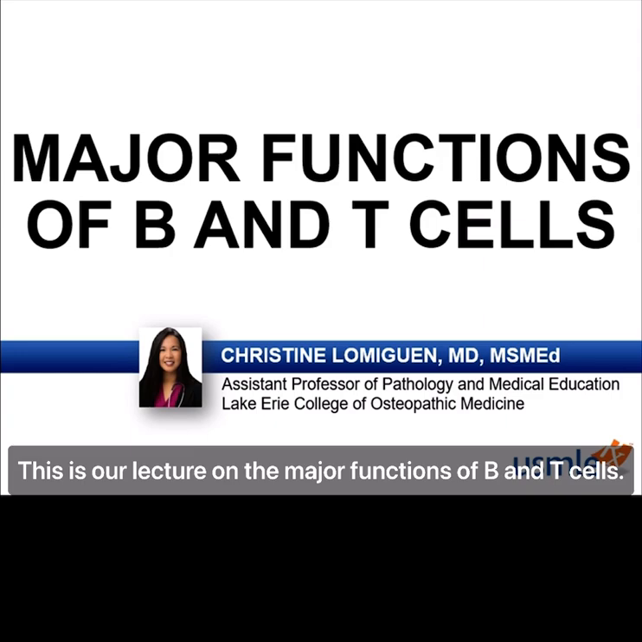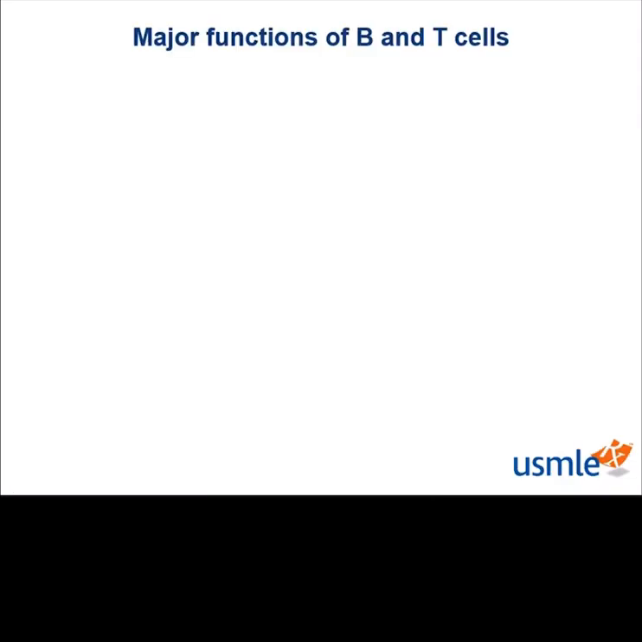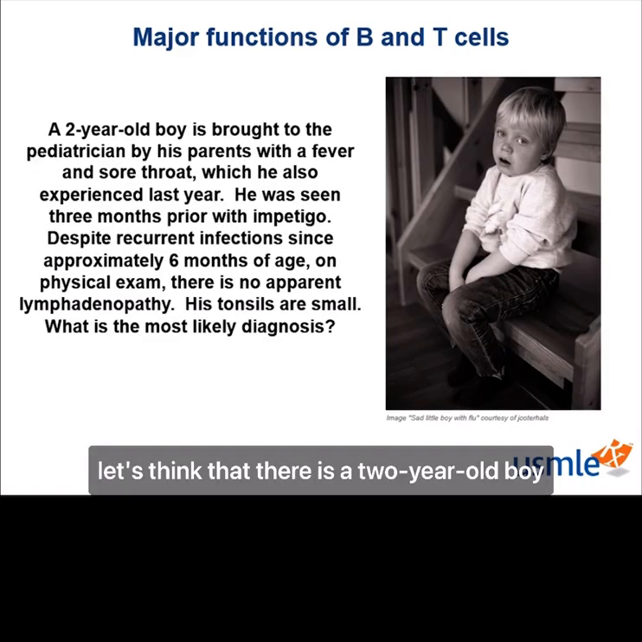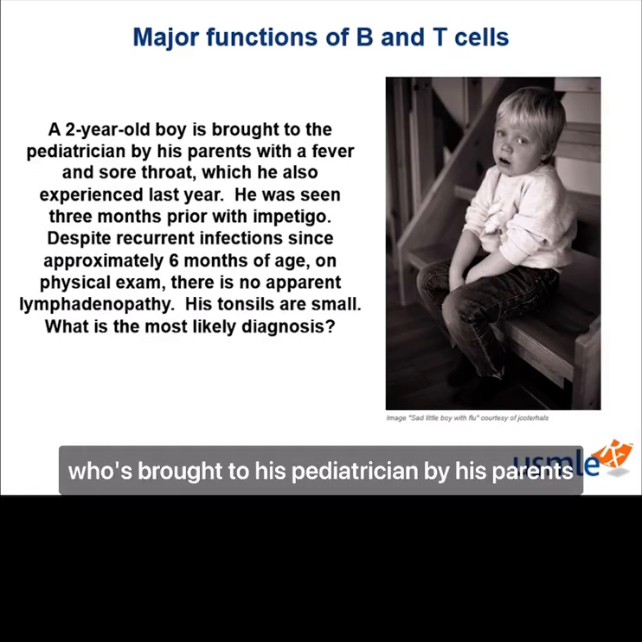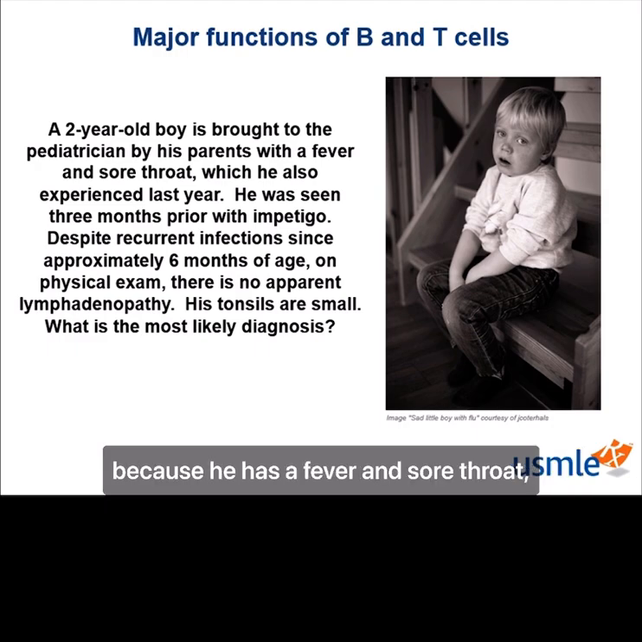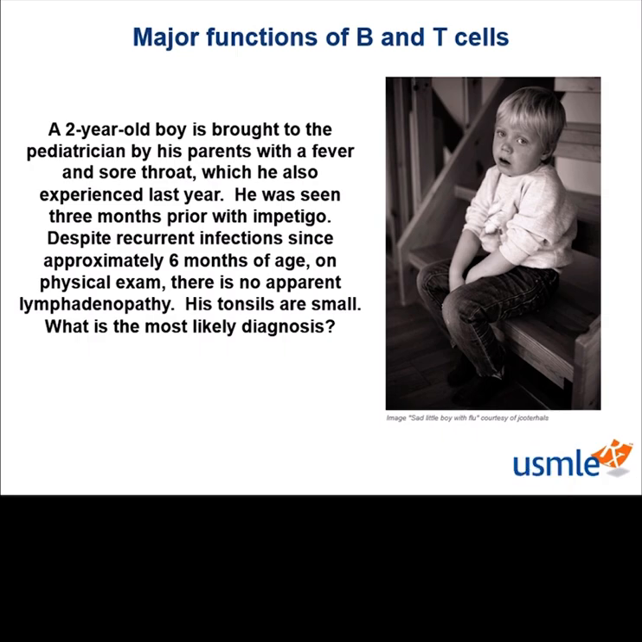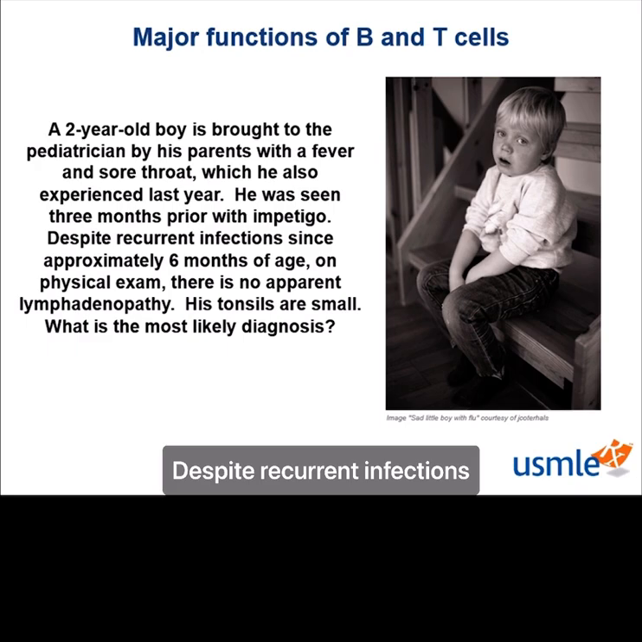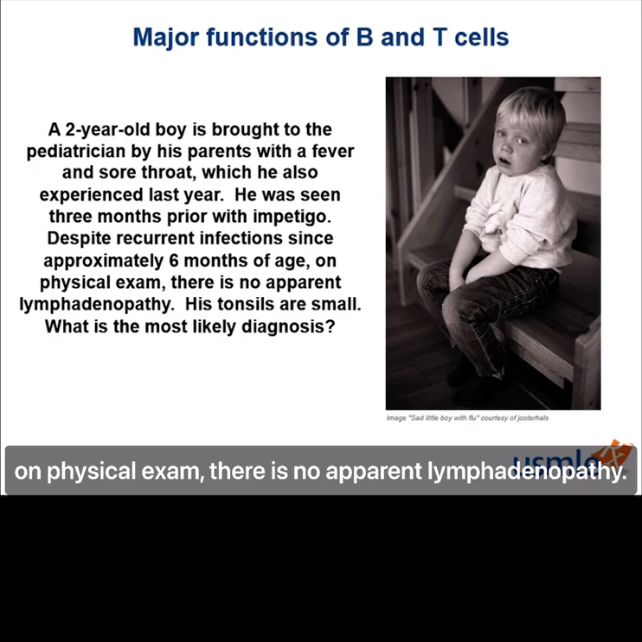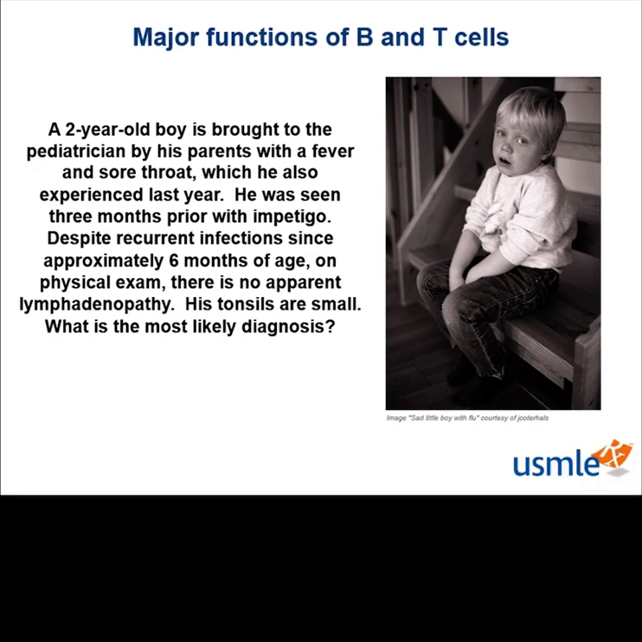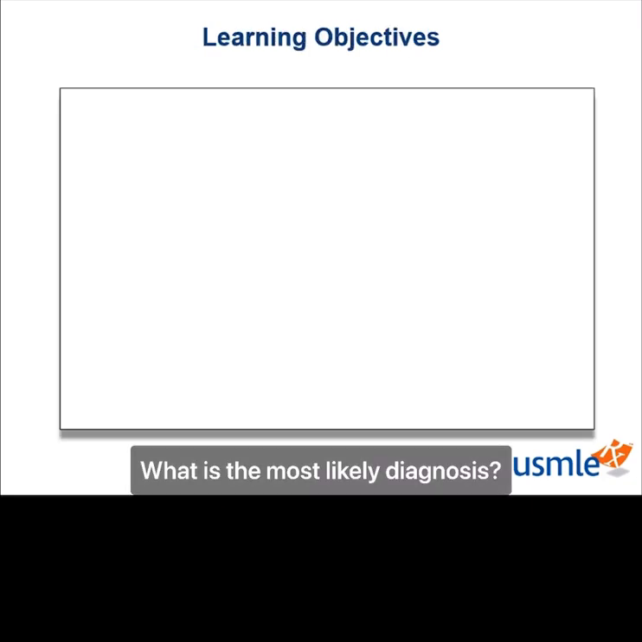Hi everyone, this is our lecture on the major functions of B and T cells. So let's get started. To get a clinical perspective, let's think that there is a 2-year-old boy who's brought to his pediatrician by his parents because he has a fever and sore throat, which he also experienced last year. He was seen 3 months ago with impetigo. Despite recurrent infection since approximately 6 months of age, on physical exam, there is no apparent lymphadenopathy. His tonsils are small. What is the most likely diagnosis?